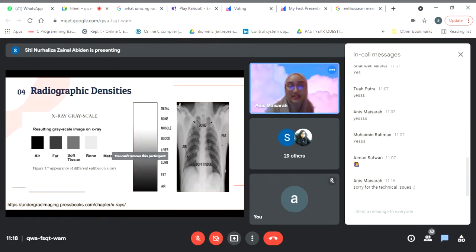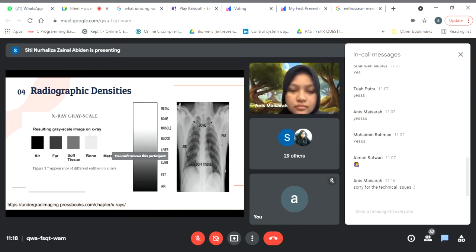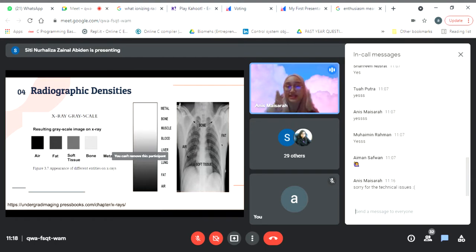As you can see here, it is the radiographic densities of the X-ray. There are like 5 main spectrums of the grayscale image. So as you can see, the air has the blackest and darkest color because it is very translucent and it has nothing to absorb the X-ray and to block the X-ray from penetrating. Whereas the metal and the bone, it has very great absorbent, and it will absorb this X-ray and block it from penetrating further. So it will appear very white in the X-ray image.